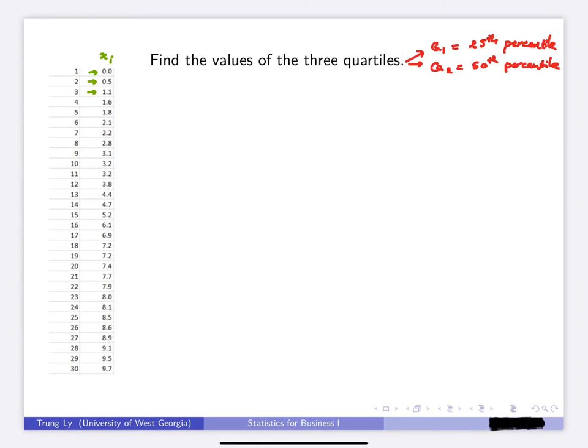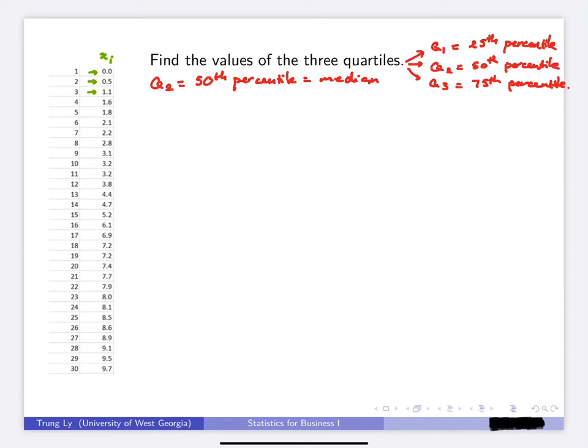And then the third quartile, which is denoted by Q3, is the 75th percentile. And as you will see in a little bit, the second quartile, Q2, which is the 50th percentile, is exactly the median that we have talked about. So let's go ahead and do this problem.